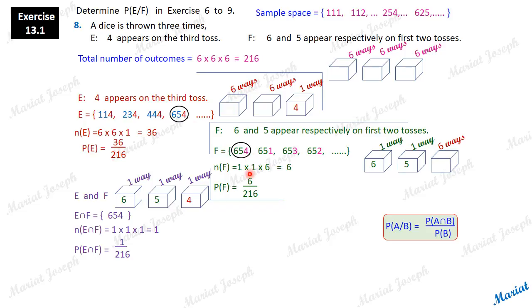Now, let's go for the formula. Conditional probability of E given F is equal to probability of E intersection F upon probability of F. Now we have all the values calculated. Probability of E intersection F is 1 upon 216. Probability of F is 6 upon 216. On simplification we get 1 upon 6.